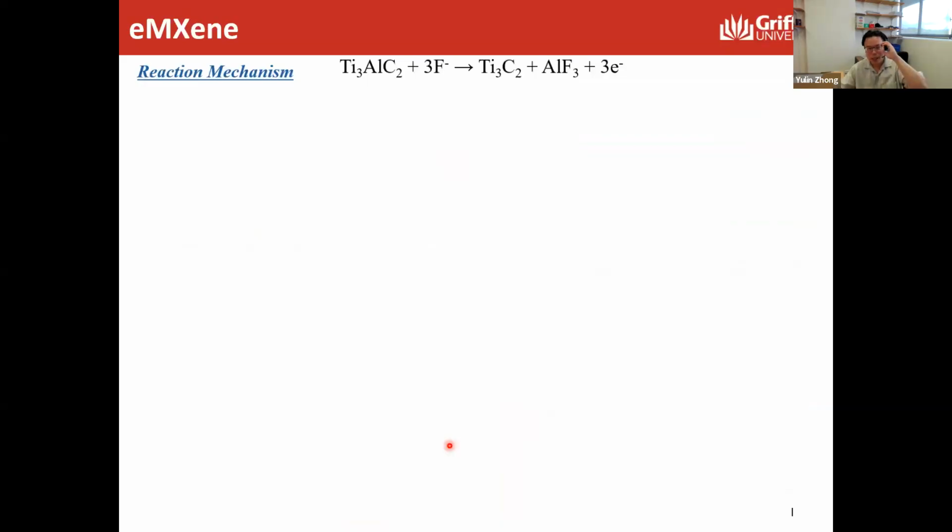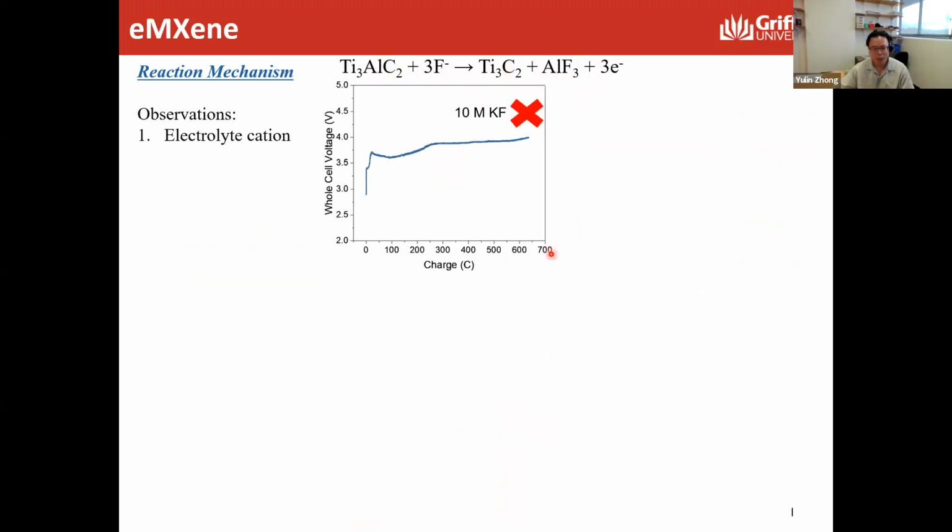So the reaction mechanism, as I mentioned, uses the fluoride and undergoes a 3 electron process to etch away the aluminum and form the byproduct, aluminum fluoride, and you end up getting the MXene here. But it's very strange that we have to use ammonium fluoride, and if we change it to potassium fluoride, the reaction doesn't work. From the reaction, you would think that it's just the fluoride participating in the reaction. So why does the cation play a role? It is very strange that potassium fluoride doesn't work.